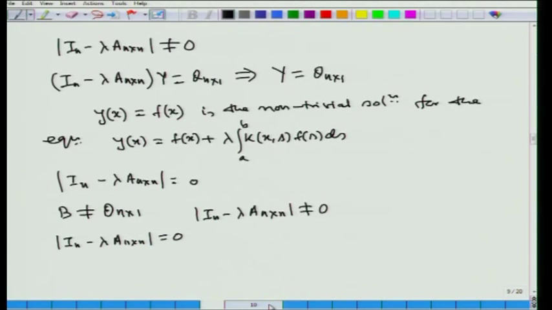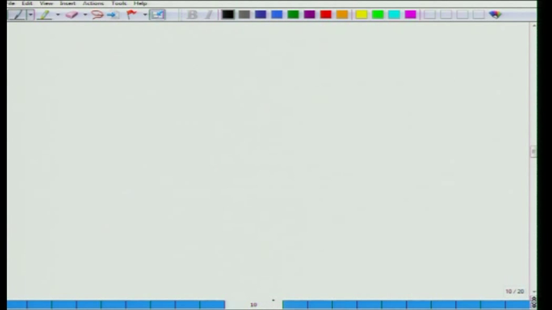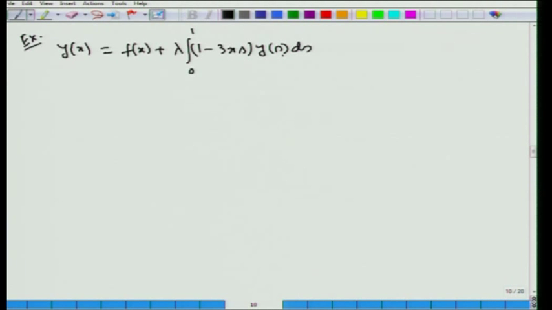Now, in the last lecture, we obtained the resolvent kernel of an integral equation. In this case, we are again going to address the same problem, and based upon this discussion, we can find the eigenvalues and eigenfunctions, and we will be able to illustrate all these ideas with the help of the same example. So, the problem is y x equal to f x plus lambda integral 0 to 1 of minus 3 x s y s d s.